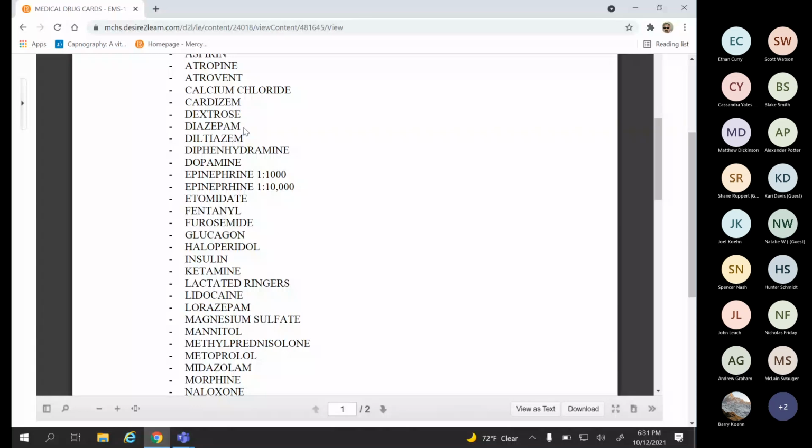Again, dose for fentanyl kind of just depends on protocols. It's either 50 to 100. Most protocols now will say 1 microgram per kilogram for our patients.